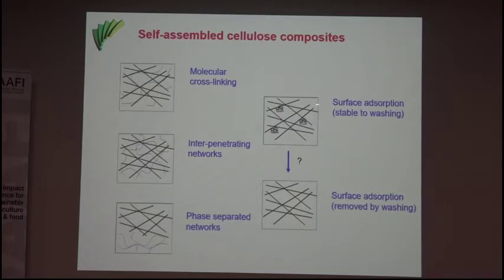And you can have surface absorbed materials which are stable to washing. You have those which are surface absorbed but are removed by washing. And we find examples of all 5 of these when we look across the family of the different cell wall polymers. So we say that the way that nature uses the polymers to make cell walls for different purposes draws on this collection of interactions which is available to it.